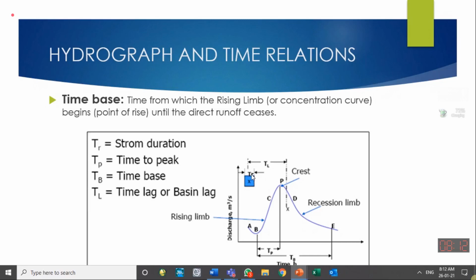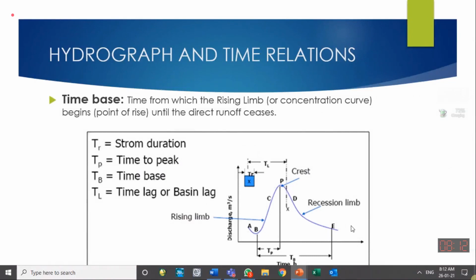And it is not necessary that the hydrograph generated by this storm of TR duration is also of TR duration. Hydrograph usually is not equal to the storm duration. Most of the time it is longer. So the direct runoff hydrograph it has generated, although the base flow will continue whether the storm is there or not, base flow continues.